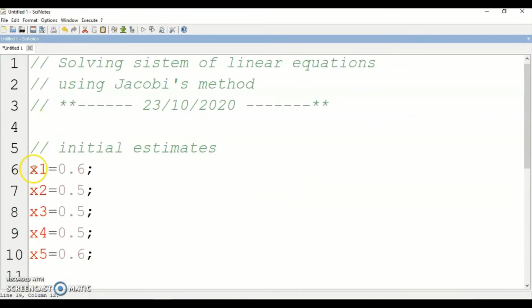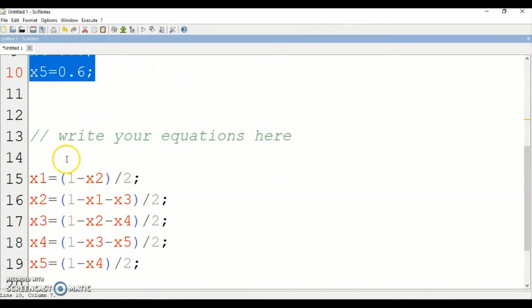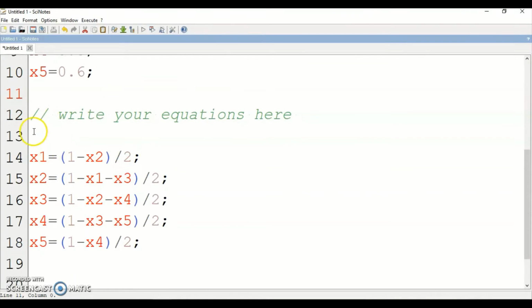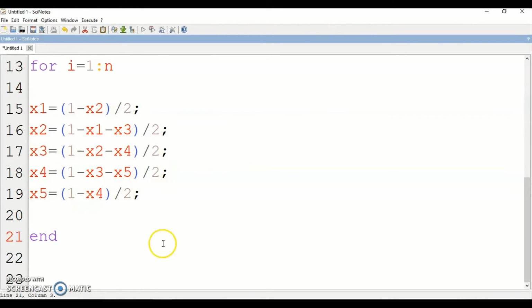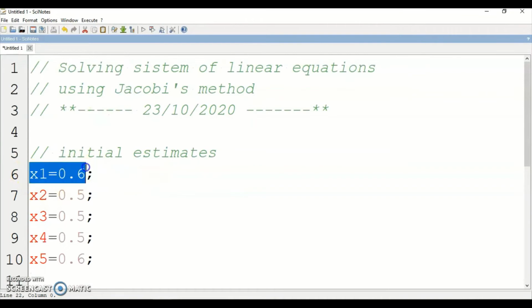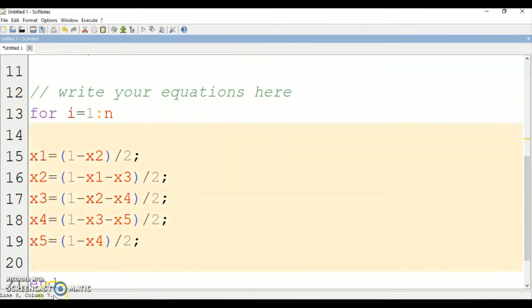Now we have defined x1, x2, x3, x4, x5, and we have also used them here. But how do we say that we want to do it for many iterations, like 1 iteration, 2 iterations, 3 iterations? So I need to use a loop, for i equals 1 to n. I'm going to take out this n here and put it all the way at the bottom. Every time Scilab reads line by line, it will go through this loop, and anything in this loop will run for many iterations.